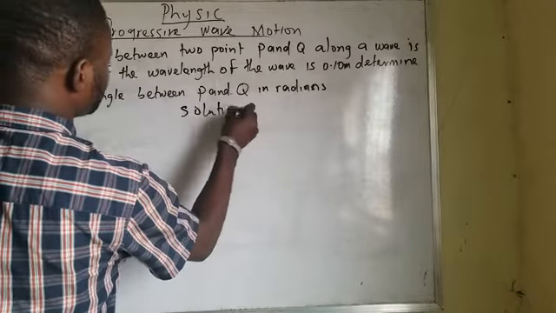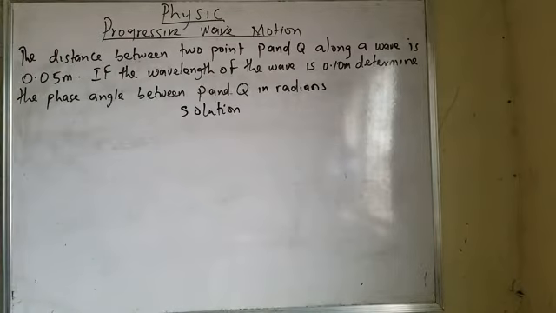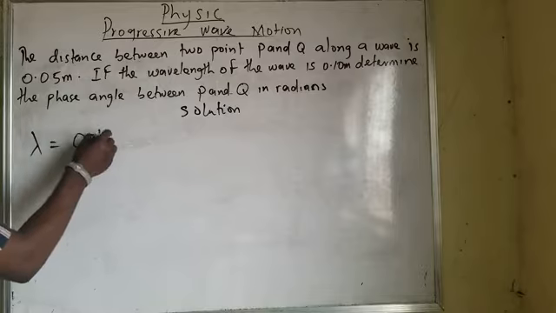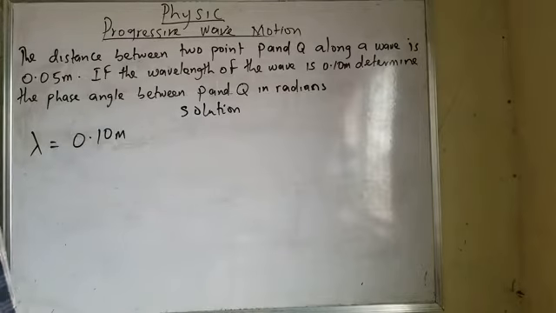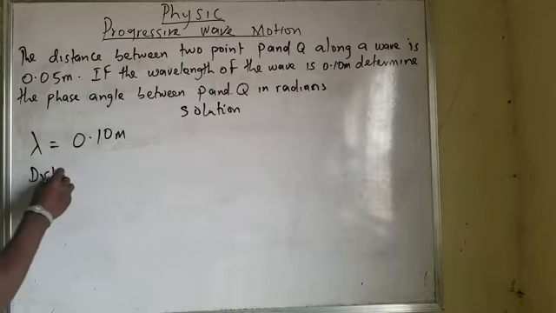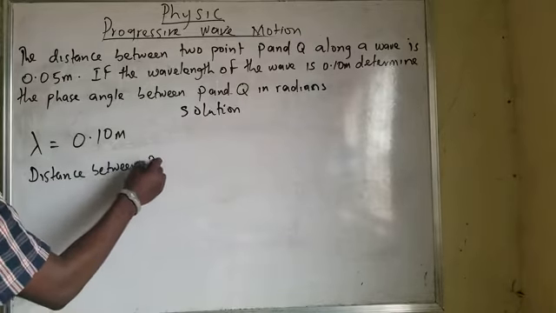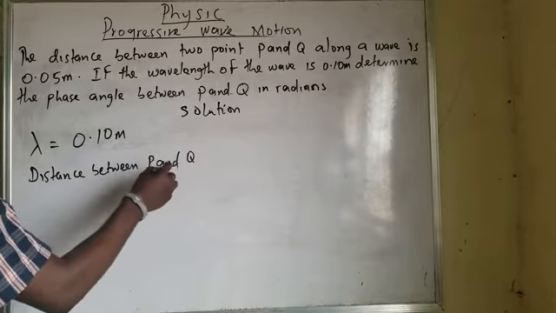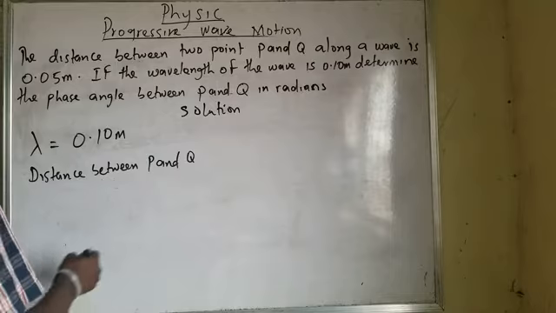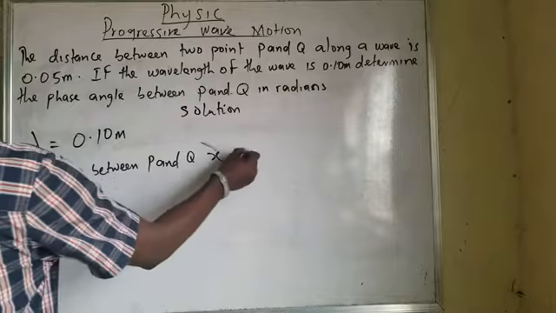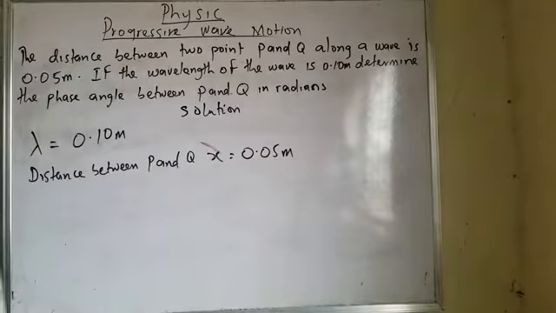Solution. The first thing I need here is that my wavelength, which is my lambda, is 0.10 meter. That is my wavelength. And the distance between P and Q, which we call x, will be equal to 0.05 meter. That is very important.